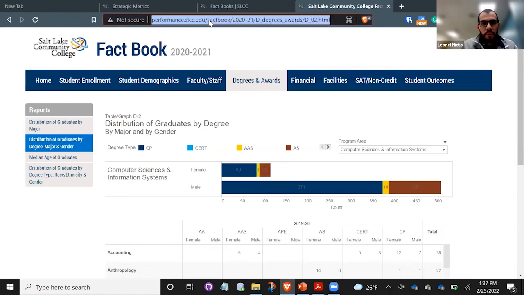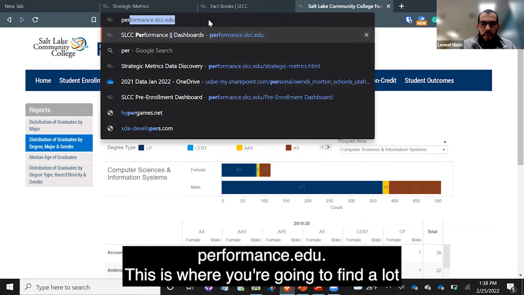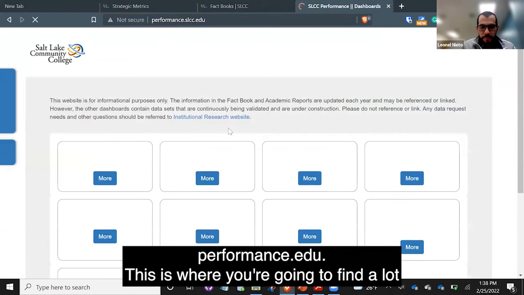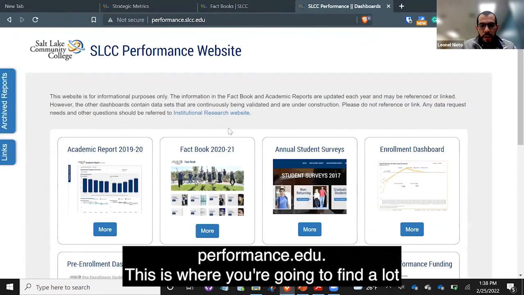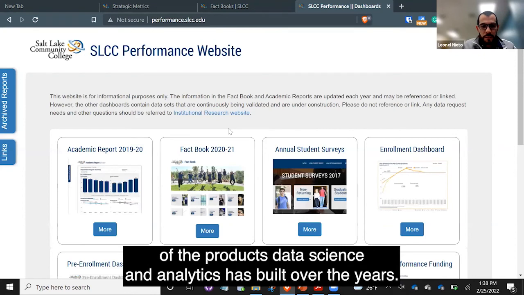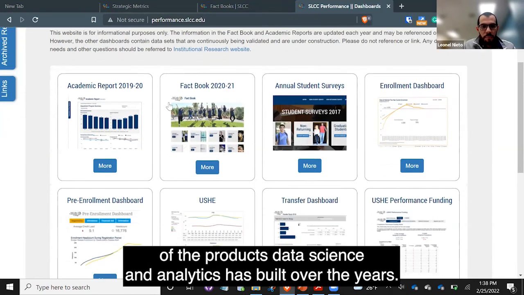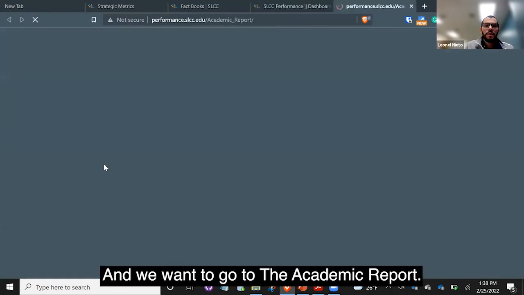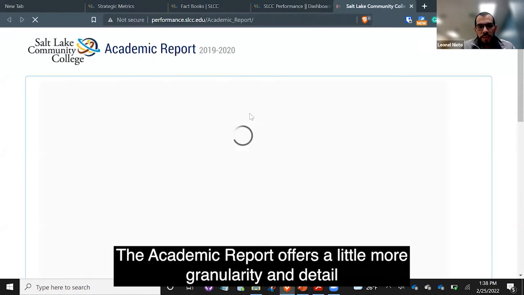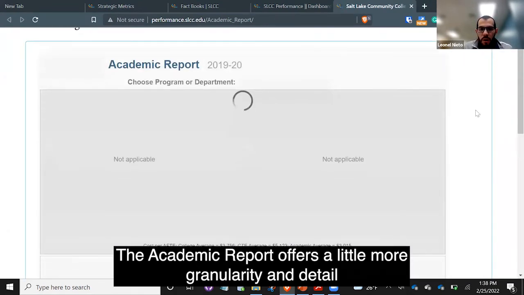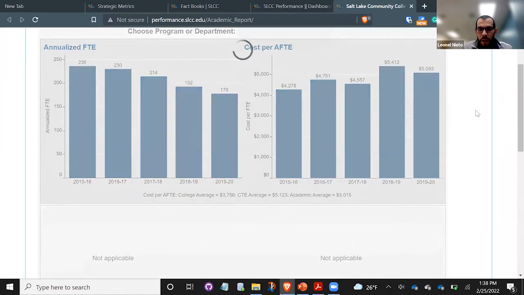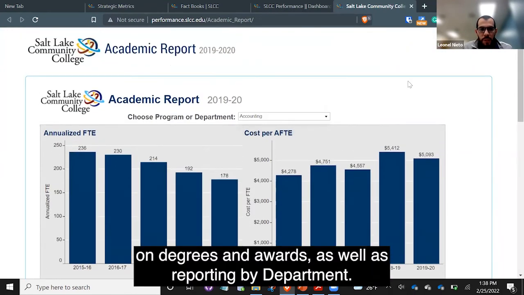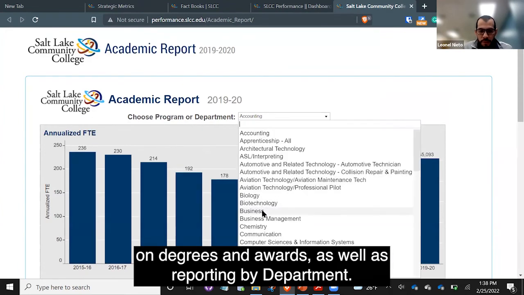If we go to performance.SLC.edu, this is where you're going to find a lot of the products that data science and analytics has built over the years. And we want to go to the academic report. The academic report offers a little more granularity and detail on degrees and awards, as well as reporting by department.